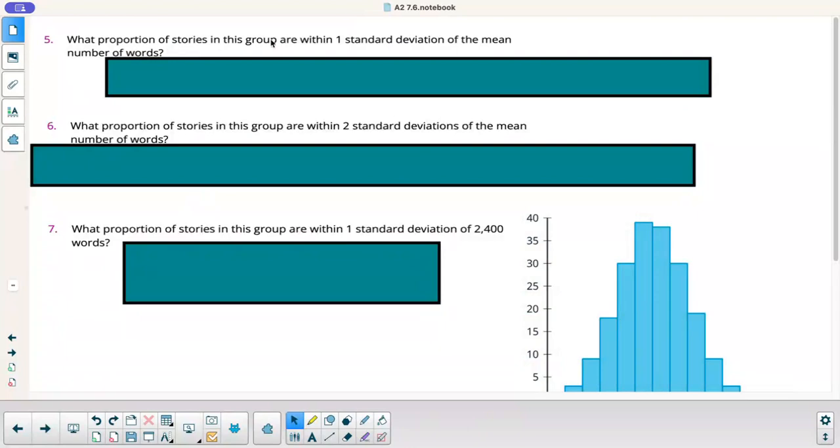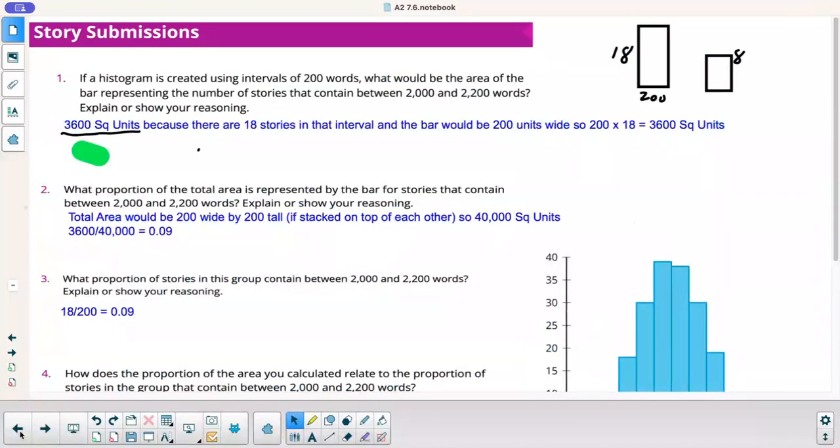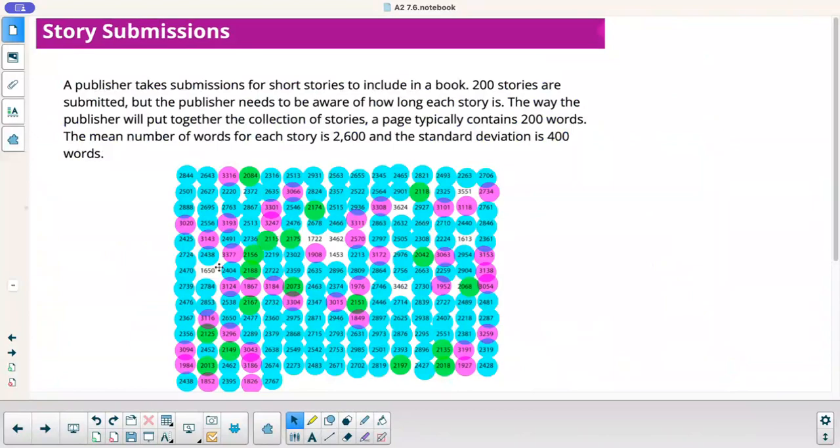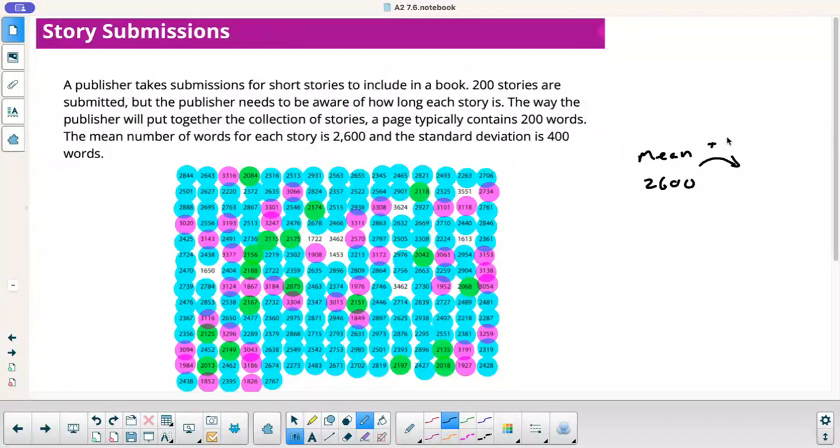What proportion of stories in this group are within one standard deviation of the mean number of words? Within one standard deviation. So if I go back here, if my mean is 2,600, one standard deviation, if I put plus 1 SD, would be 400. So I'd be up to 3,000. If I go minus 1 standard deviation, I'd be down to 2,200. So basically we're looking for numbers between 2,200 and 3,000.